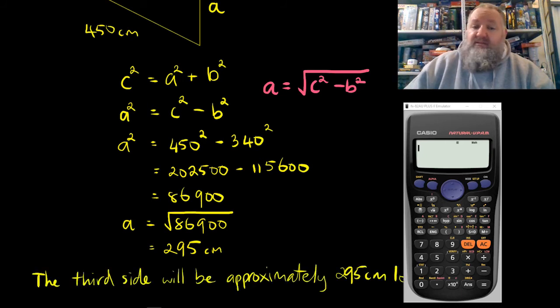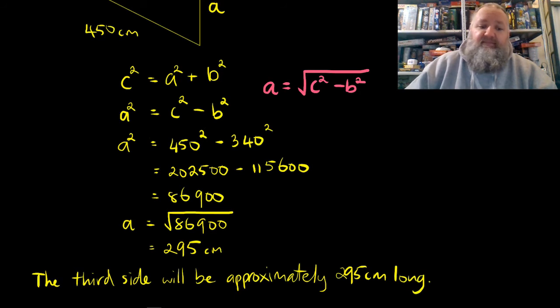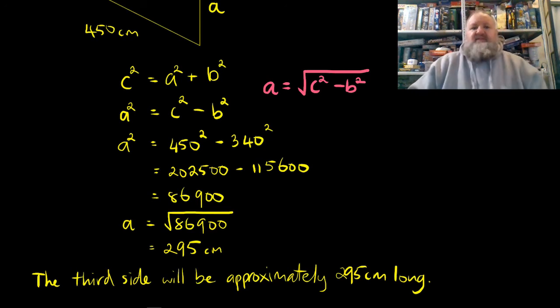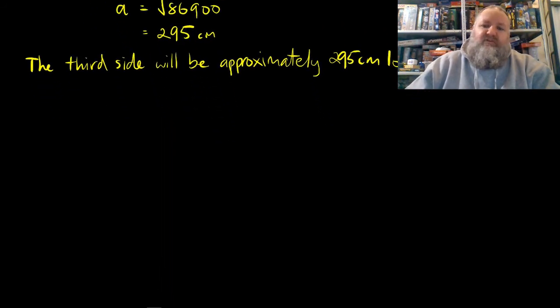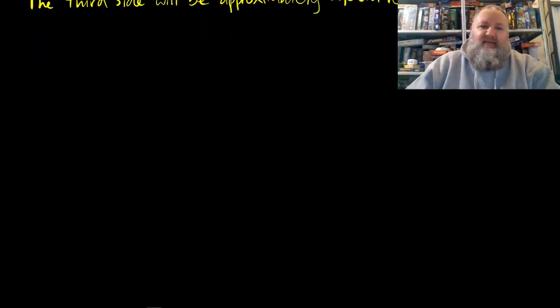And then, because it's a word problem, you have to have a worded answer. So the third side will be approximately 295 centimeters long. Excellent. Well, see, that's easy. Word problems are easy enough as well. However, we'll do one last example. Sometimes the word question is a problem.